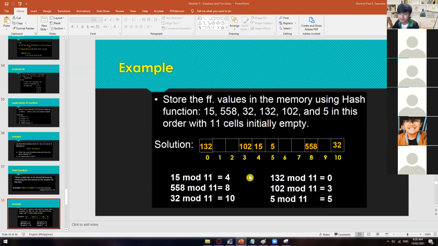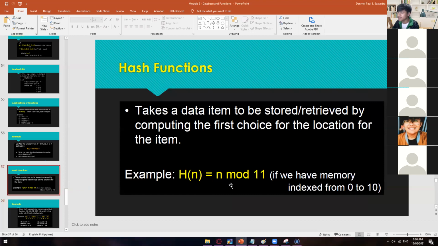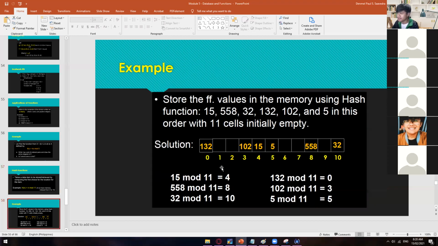Yes, sir. All right. So just follow this one, okay? The one that you're looking for, the hash functions, is the count of cells or the count of memories, or the memory itself, and then the n here is the data that you're going to store. All right, and then just follow this one, and you will be able to do this kind of answer also.